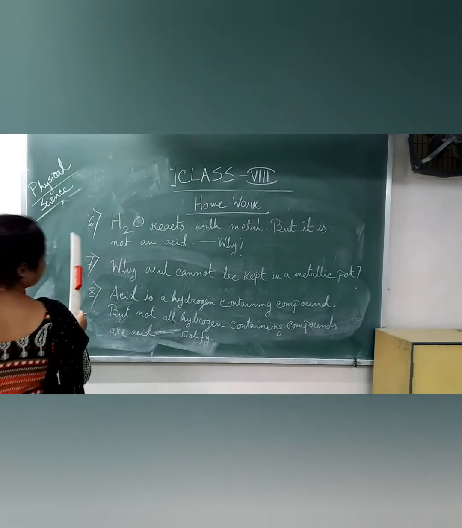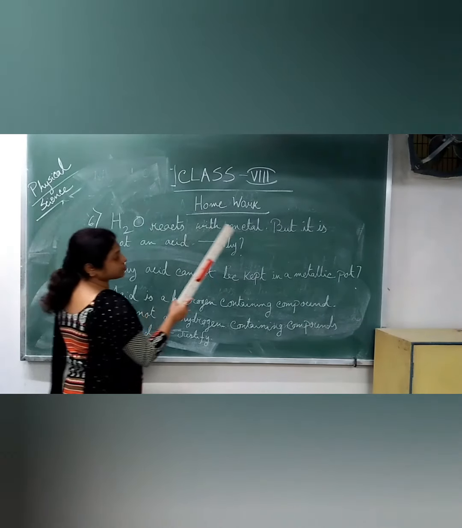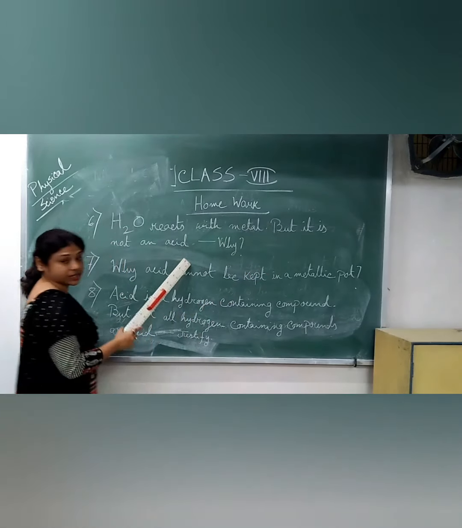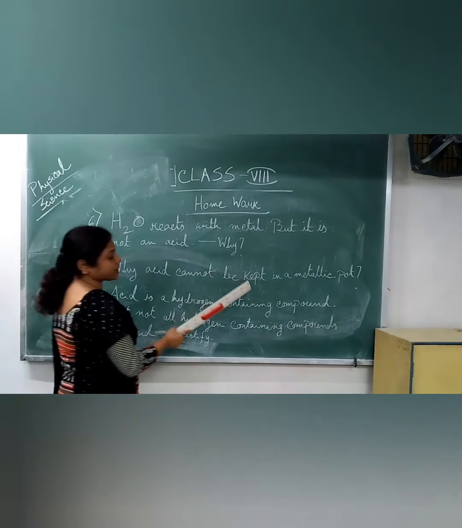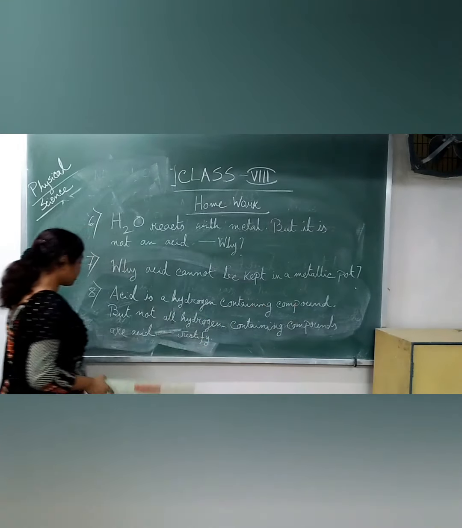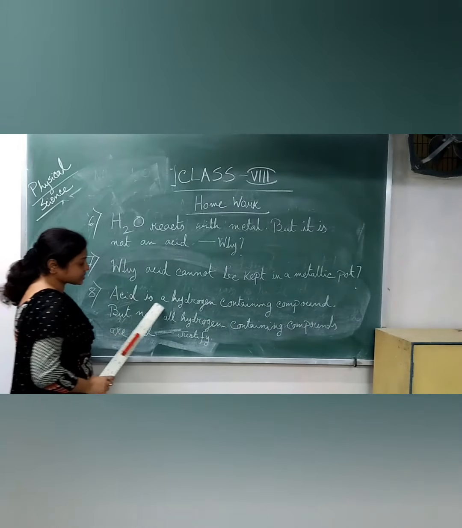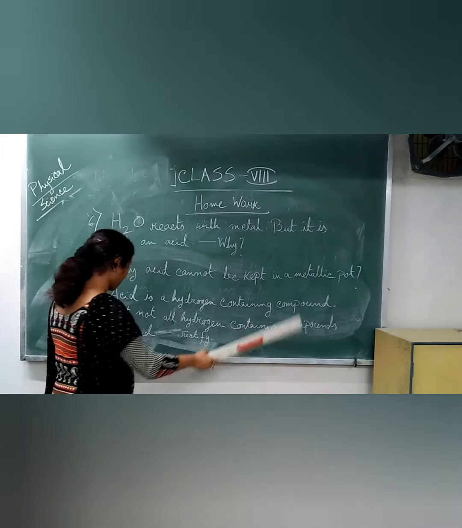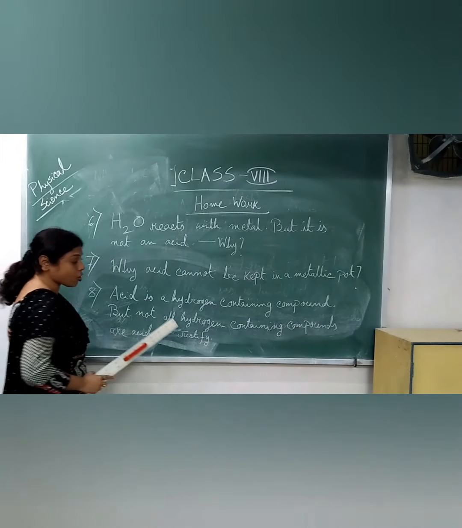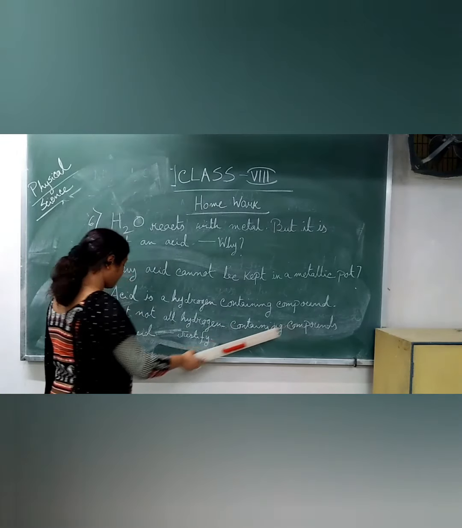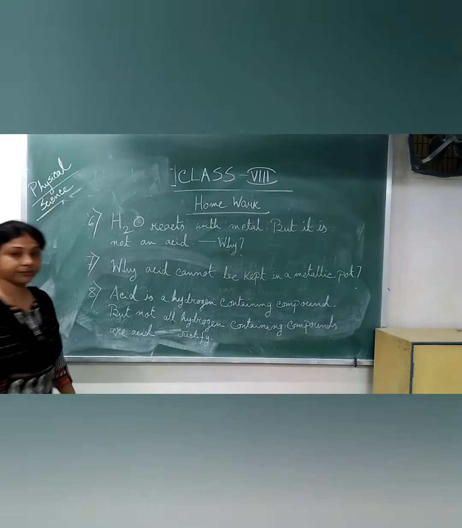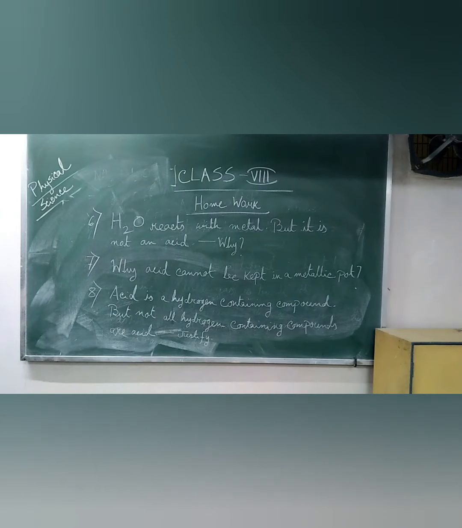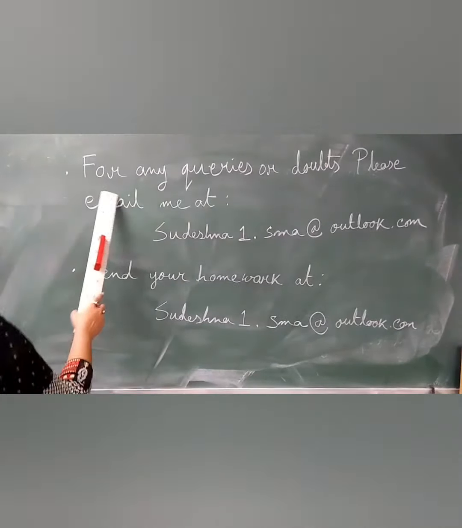Number 6 question of homework. H2O reacts with metal, but it is not an acid. Why? Number 7. Why can acid not be kept in a metallic pot? Number 8. Acid is a hydrogen containing compound, but not all hydrogen containing compounds are acid. Justify.